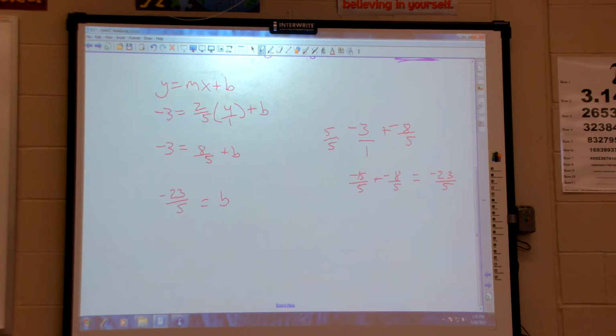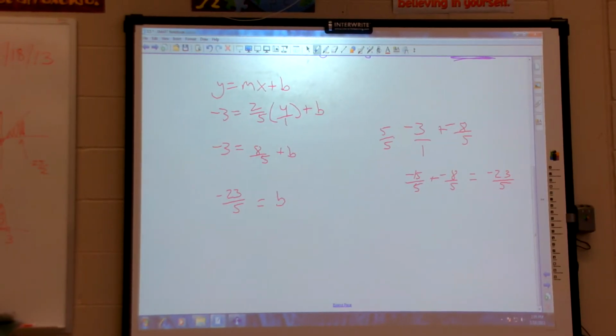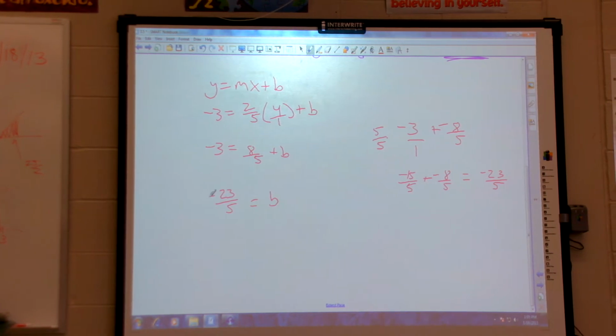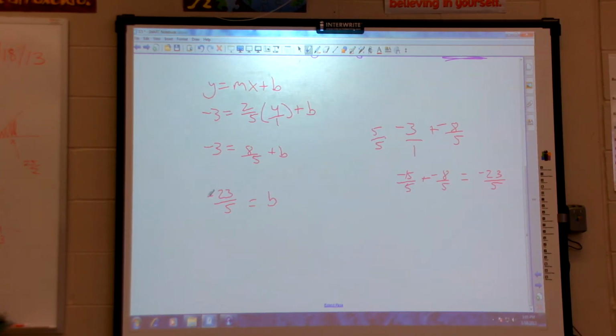I want us to keep remembering these fraction rules. That is our goal for the year. By the end of the year, you better know how to add, subtract, multiply, divide those fractions.